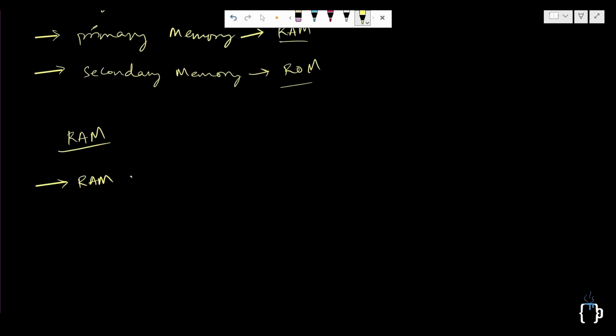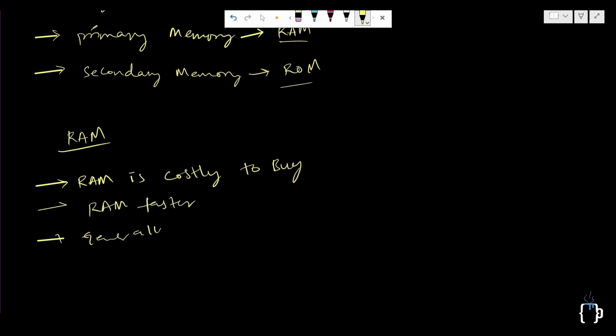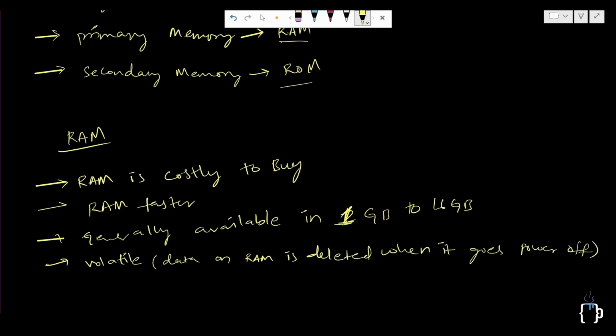RAM is costly. What else? RAM is faster. Generally people use 2 GB, not only 2 GB. We can use 1 GB, from 1 GB to 16 GB. You can use any RAM. Okay, volatile. RAM is volatile. Volatile in the sense, when power goes off, the data in the RAM is deleted. You should be aware of it, right?